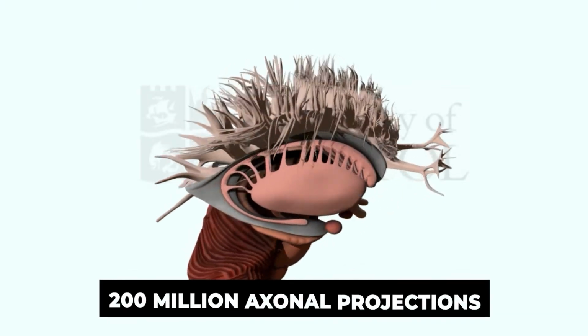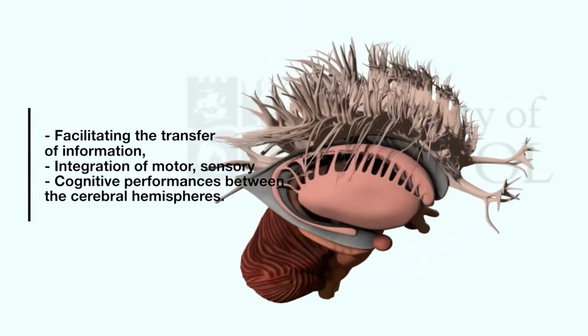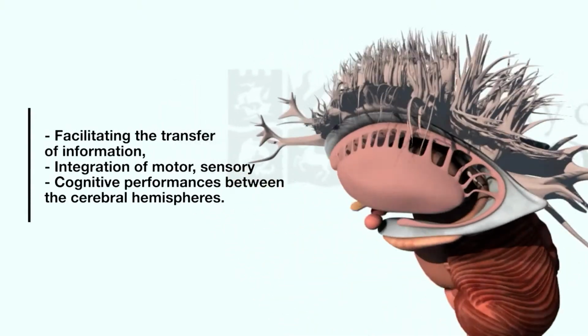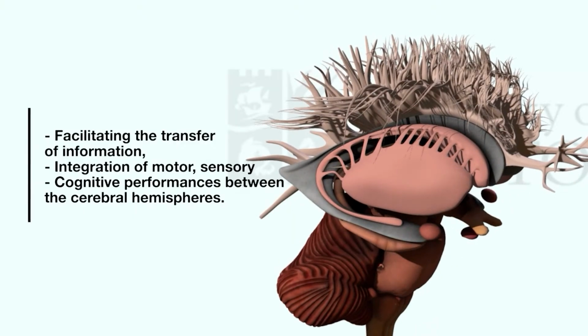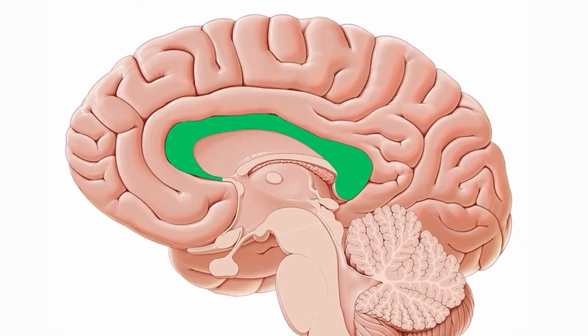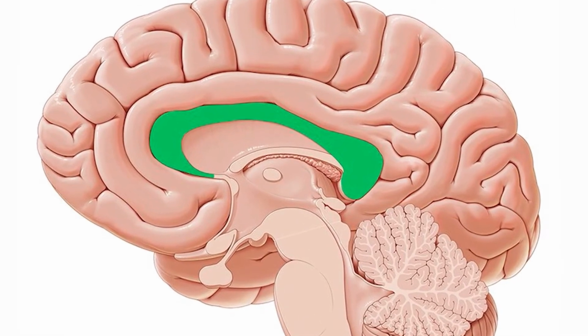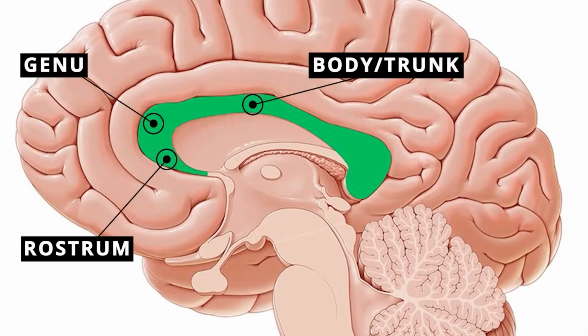It is composed of over 200 million axonal projections, facilitating the transfer of information, integration of motor, sensory, and cognitive performances between the cerebral hemispheres. The corpus callosum can be segmented into different regions based on its anterior to posterior orientation: rostrum, genu, body or trunk, and splenium.